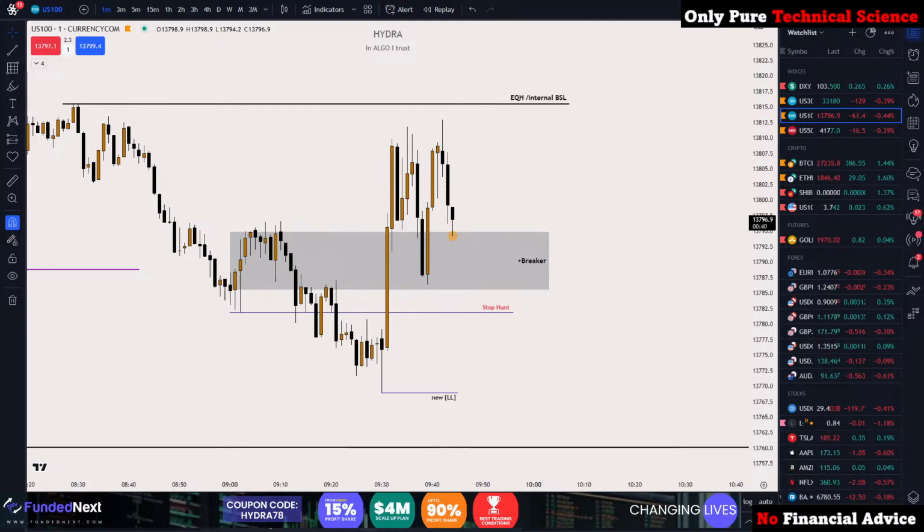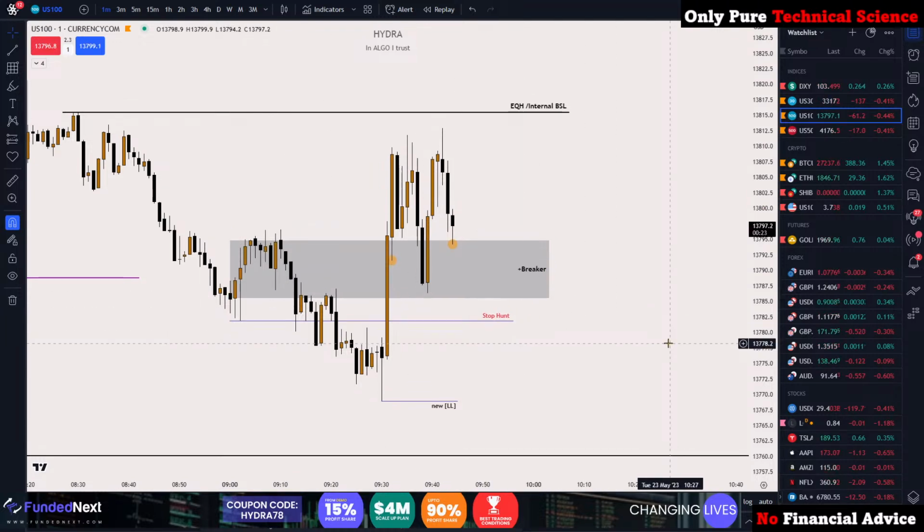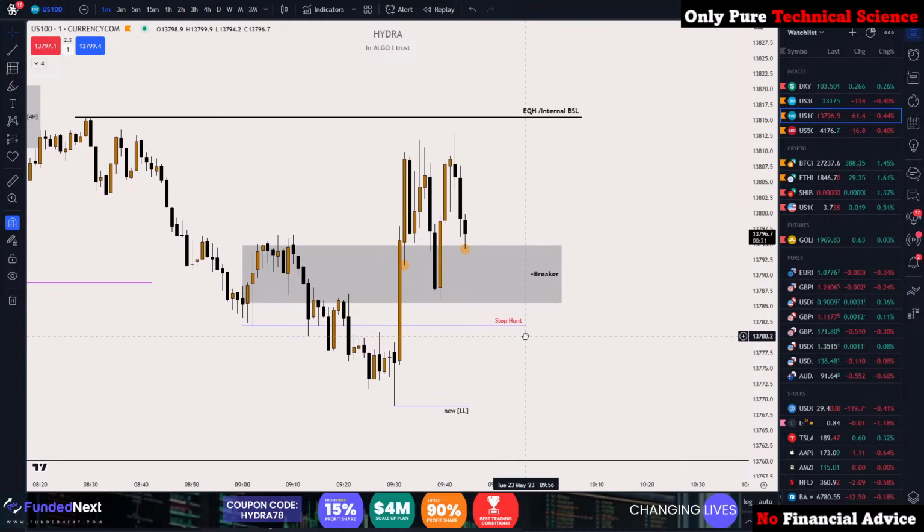Here, price closes a candle body above this breaker block. At the very next candle we execute. Here, price retraced. Our stop loss will be below the breaker block here. So yeah, I'm expecting to see 9 PM news delivering here from this breaker block.